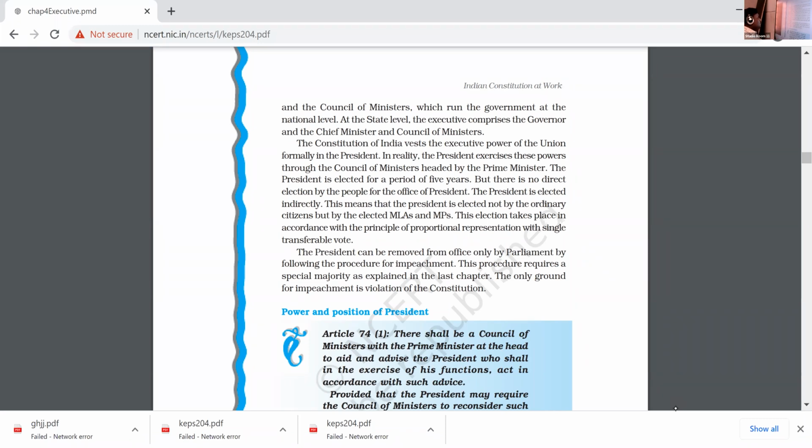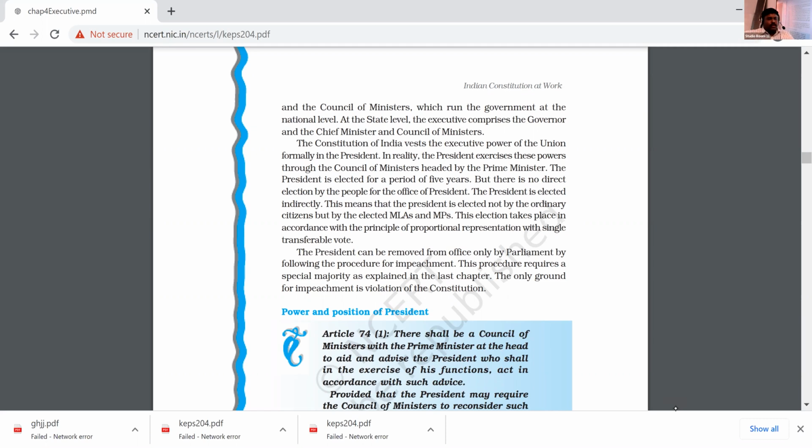The president is elected for a period of 5 years in India, but there is no direct election by the people for the office of president. Okay, so write down what are the procedures to elect the president of India. Or what are the powers of the president of India, that we will discuss in the next paragraph. Just write down the procedure to elect the president of India. So it is not a direct election anymore in India.